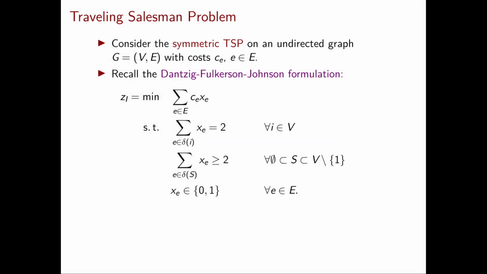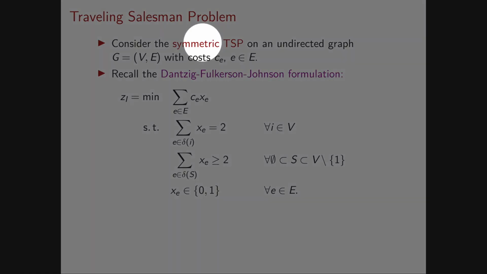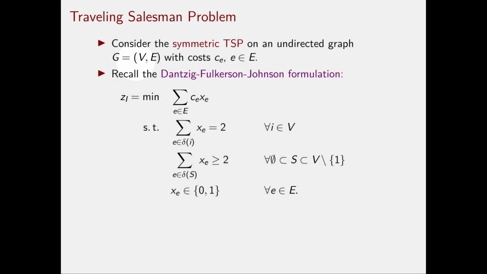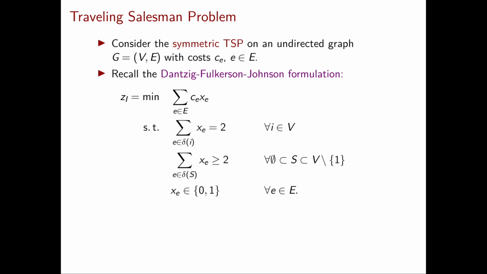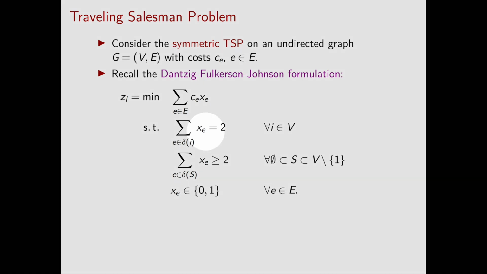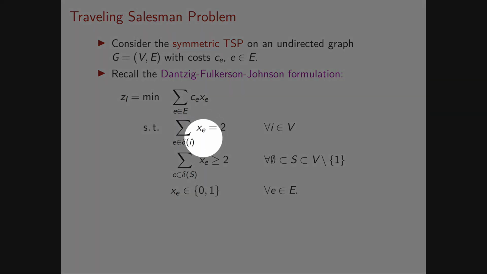In particular, we want to discuss the symmetric TSP problem on an undirected graph with the cost c_e, as we have already discussed in chapter 2. We saw the Dantzig-Fulkerson-Johnson formulation. Recall that we have degree constraints on every node and we have subtour elimination constraints.